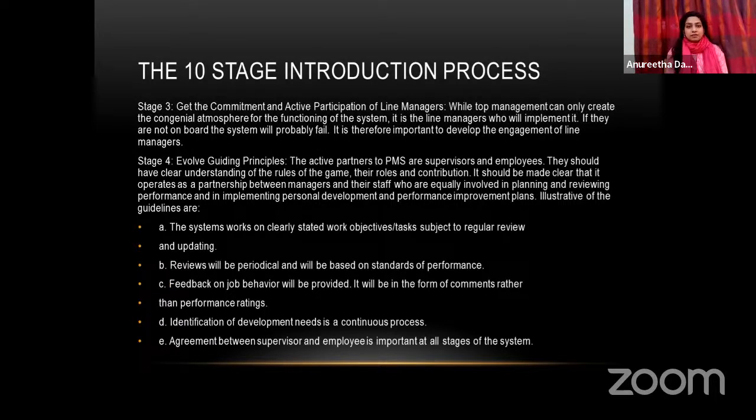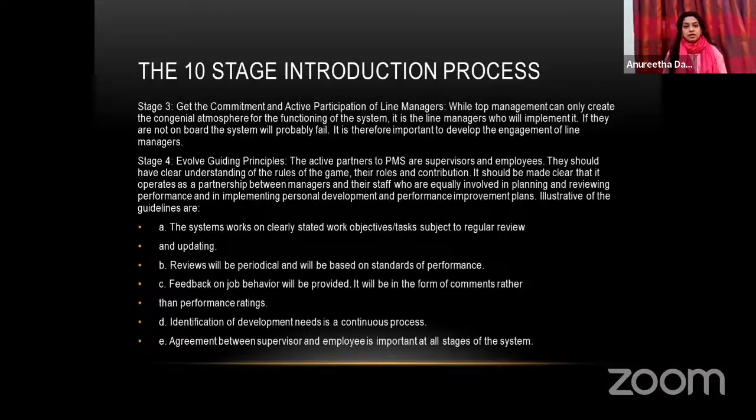Now, after understanding the first two stages, the third stage is how to get the commitment and achieve participation of line managers. While we have understood that top management can only create the congenial atmosphere for the functioning of the system, it is the line managers who will implement it. So if they are not on board, the system will probably fail. It is therefore important to develop the engagement of line managers, that is, to get the commitment and active participation of line managers.